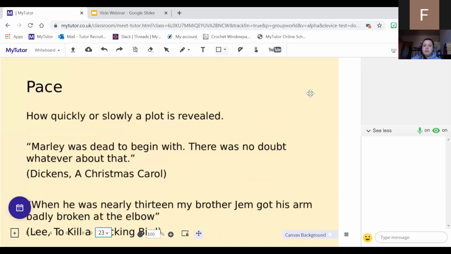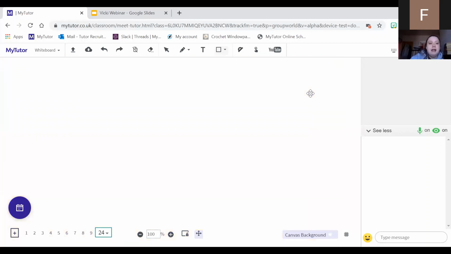Pace, so how quickly or slowly a plot is revealed. So Dickens, at the start of A Christmas Carol, starts off really quickly. So Marley was dead to begin with. There was no doubt whatever about it. Whereas To Kill a Mockingbird, the start of that is really quite slow and gentle, and it's sort of, why on earth are we talking about your brother breaking his arm? It doesn't seem particularly important or relevant. So when he was nearly 13, my brother Jem got his arm badly broken at the elbow. It's an odd thing to start with. So that's quite slow paced.